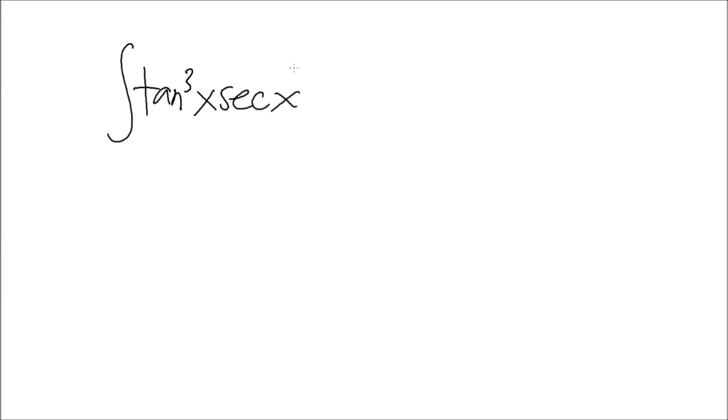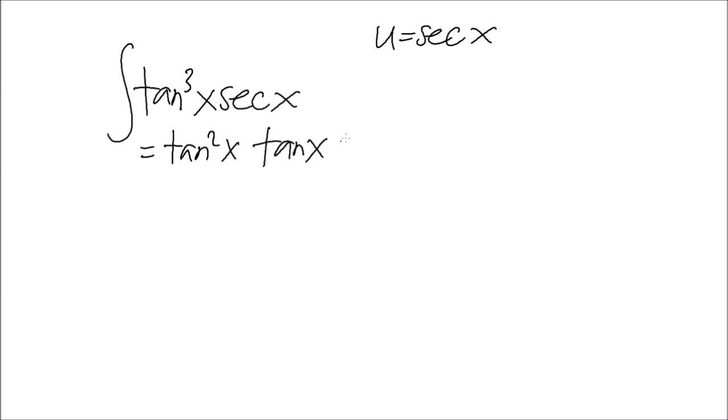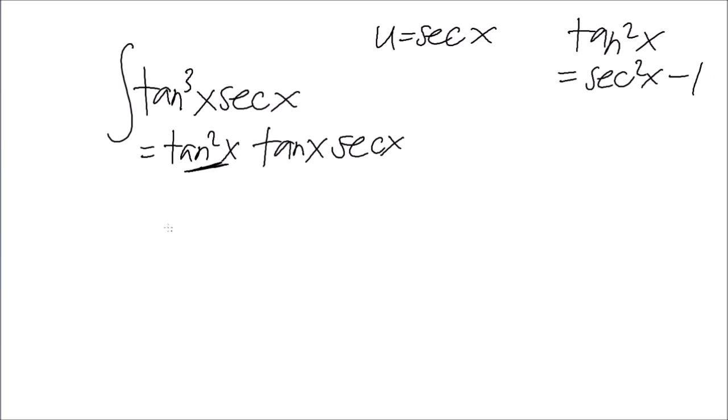So because we don't have enough secant x to do a u sub with tangent, but we can do u equals secant x. And the reason is because we can separate this with tangent x, secant x, and this tangent x, we can put this in terms of secant x, right? Because tangent square is equal to secant square of x minus 1. And so this could be secant square minus 1.